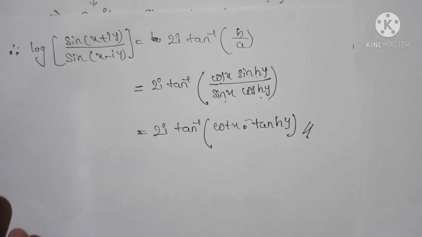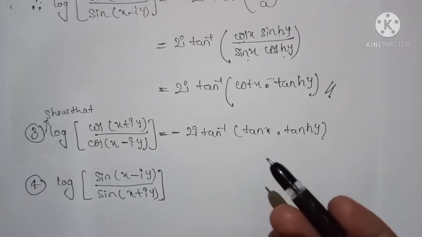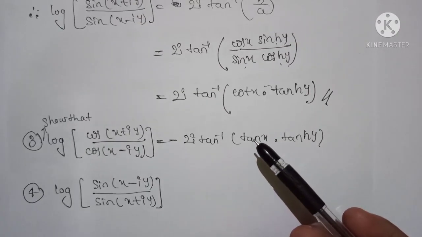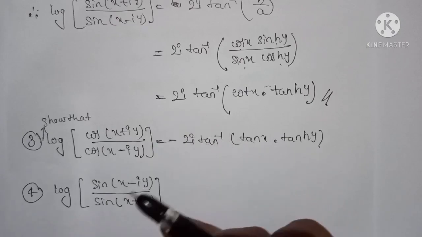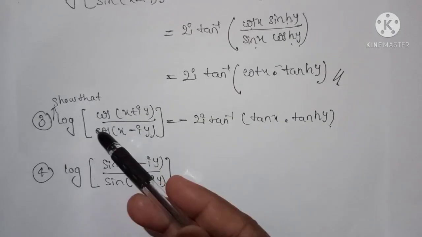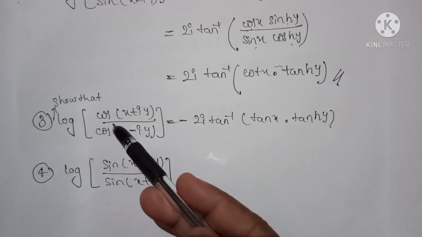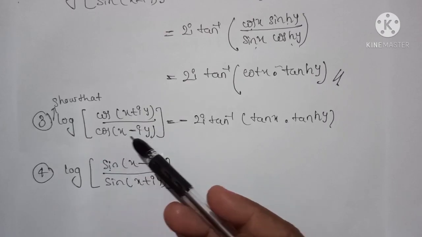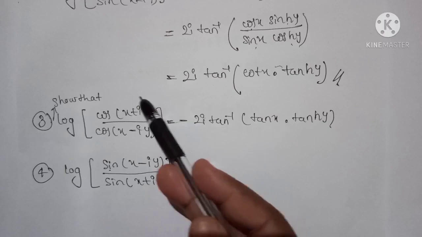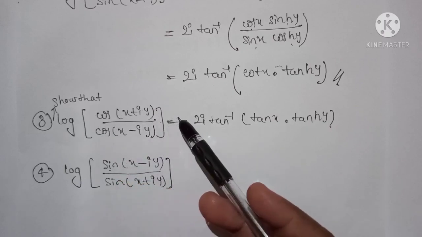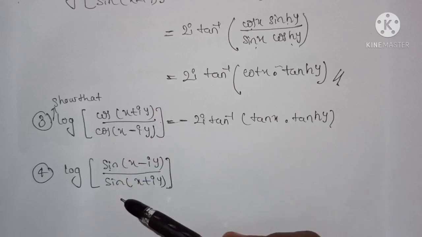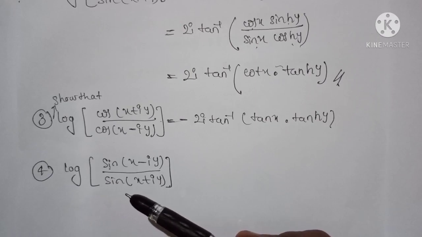Like this, using the result of the first problem you can solve any problems of this form. So you try these two problems by yourself: log of cos of x plus iy divided by cos of x minus iy. Consider cos of x plus iy equal to a plus ib, then you will get the answer. Just follow the same steps as I did in the second problem.